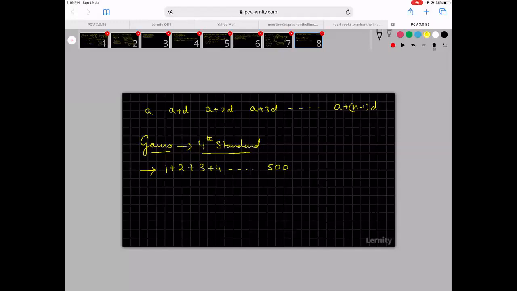But what one young boy did is he wrote this number. He says, let this be equal to Sn. Now I can also write it like this.